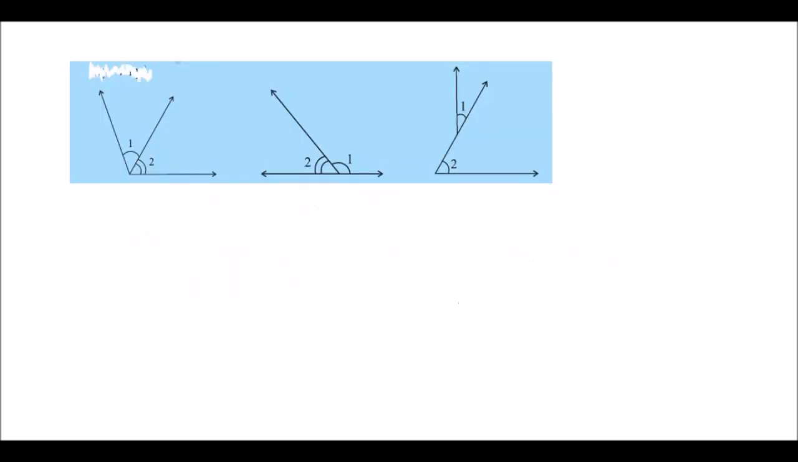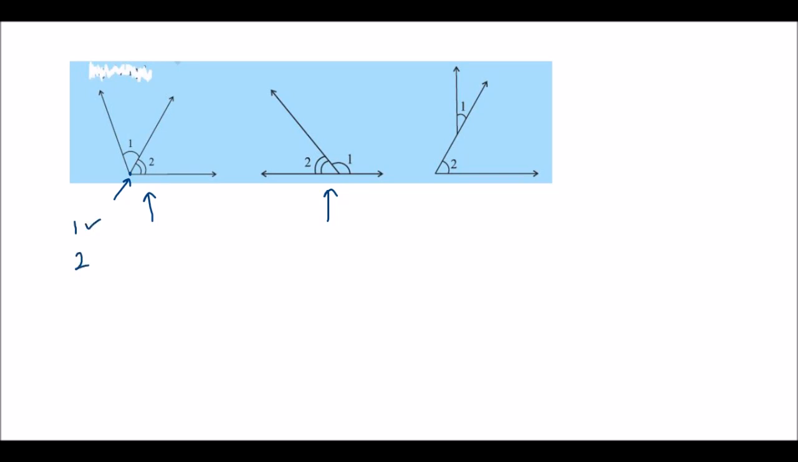Let us understand adjacent angles through examples given here. Here, three figures are given. First and second figure are representing adjacent angles. Let us find out. In the very first figure, you can see this point. This point is common between the two angles, angle 1 and angle 2. So angle 1 and angle 2 have a common vertex. The first condition is satisfied.